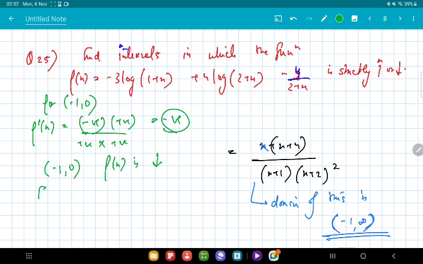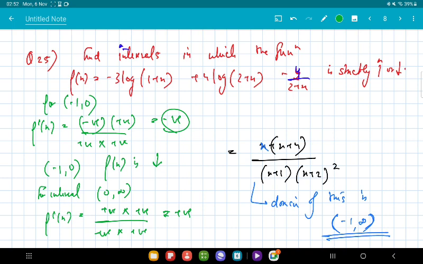Similarly, for interval 0 comma infinity, if you check it out, positive, positive, positive, positive. So this will be positive. So at this interval, it will be increasing. This is how you will represent your answer and this question will get resolved.